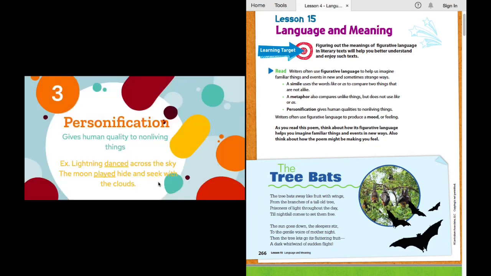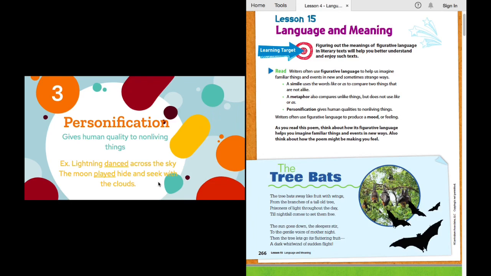Next, we have personification. So personification gives human qualities to non-living things. For instance, lightning danced across the sky. This probably means that the lightning was moving around the sky and there's just lightning, right? So the dance part just kind of makes us visualize what the lightning looked like in the sky, right?